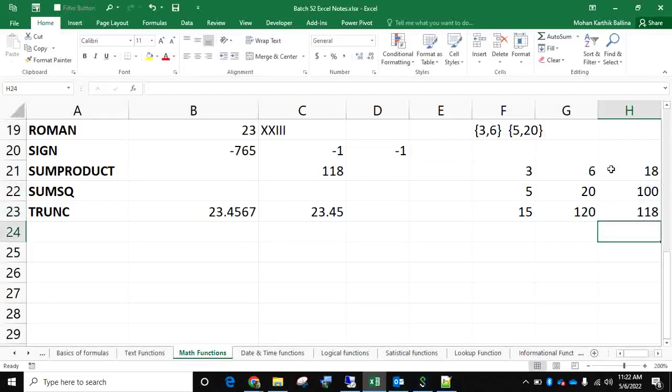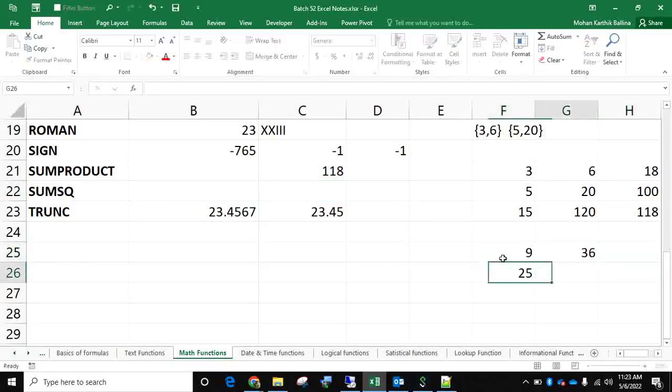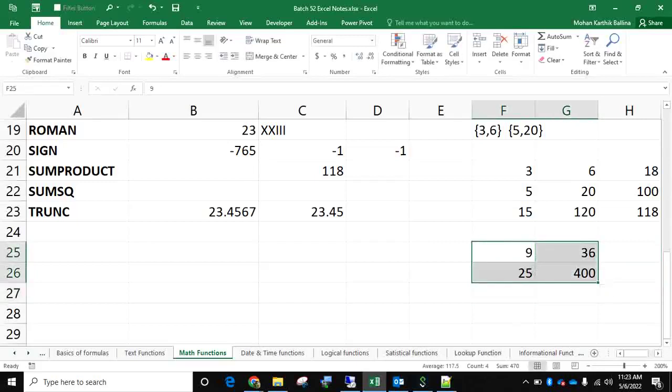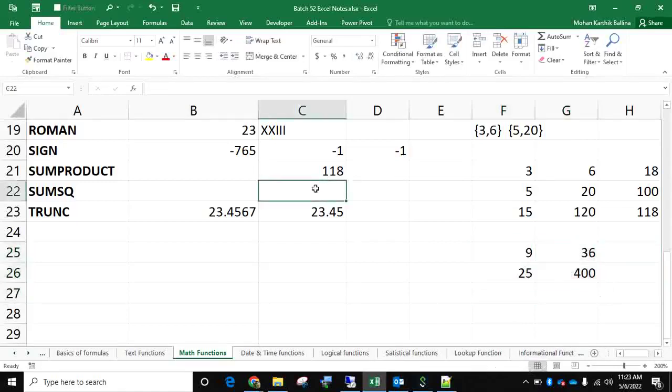ఇఫ్ యూ రిమెంబర్ సమ్ ప్రోడక్ట్ వాట్ ఇట్ డస్, ఫస్ట్ it will do the multiplication, then the sum. ఓకే, సమ్ స్క్వేర్ అనుకోండి, ఫస్ట్ అన్ని స్క్వేర్లు అయిపోతాయి, తర్వాత సమ్ అవుతుంది. ఫర్ ఎగ్జాంపుల్ 3 స్క్వేర్ 9, 6 స్క్వేర్ 36, 5 స్క్వేర్ 25, 20 స్క్వేర్ 400, sum 470.